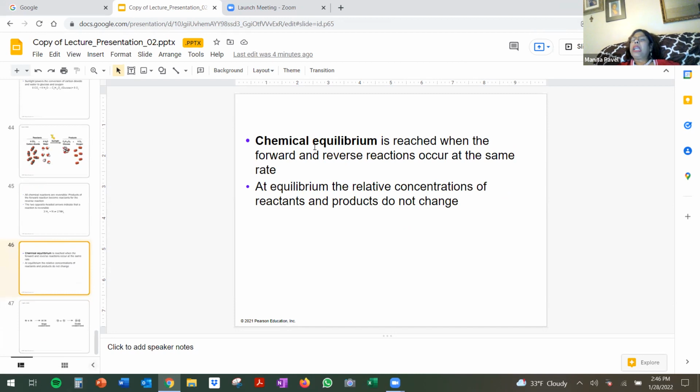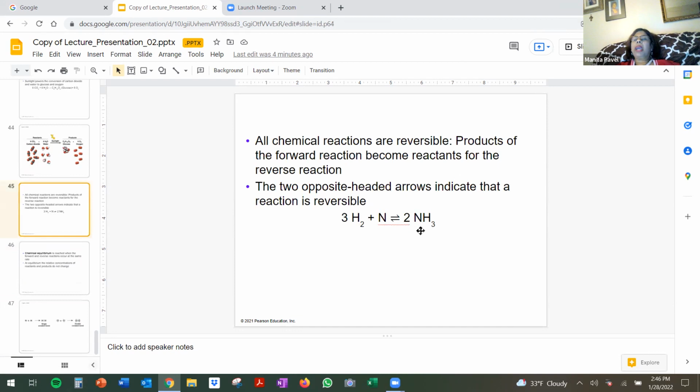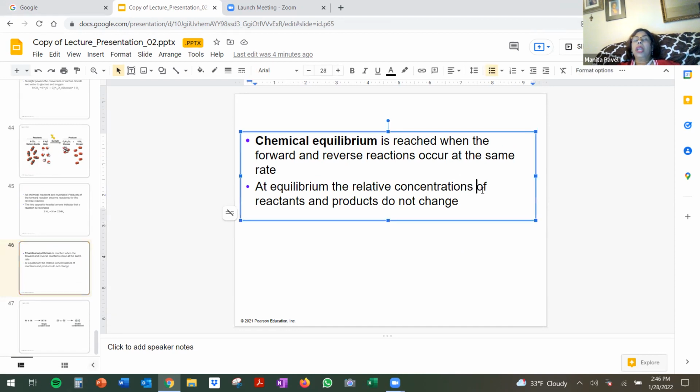So what is chemical equilibrium? Equilibrium is balanced. Equilibrium is reached when the forward and backward reactions are equal. That's when chemical equilibrium is reached, and it occurs at the same rate. So the concentrations of the reactants and products are not going to change.